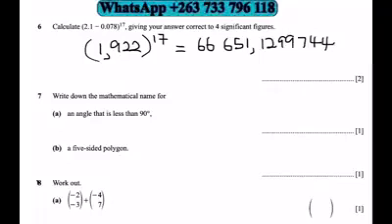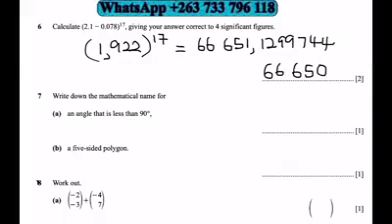Therefore, express this correct to 4 significant figures. So we start to count from the left to the right. 1, 2, 3, 4. This is the 4th significant figure. Then we consider the next and see if it's 5 or greater or if it is less. So we'll replace by 0. So our answer here will be 66,650.